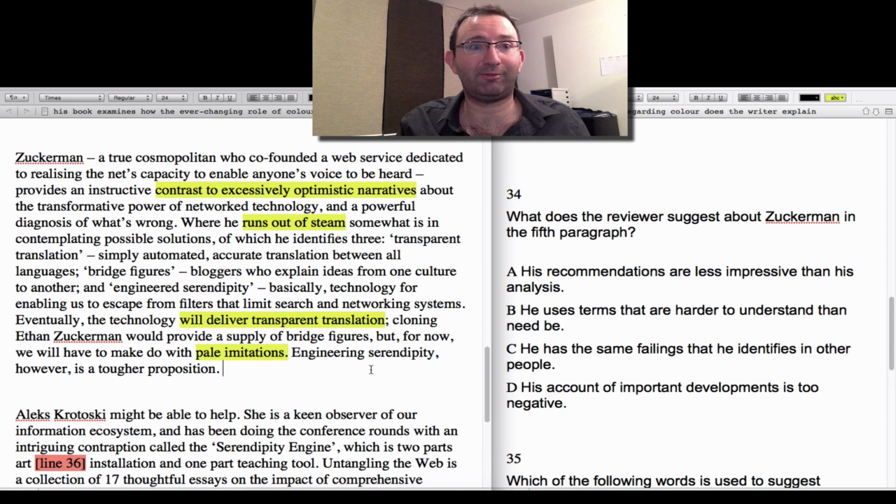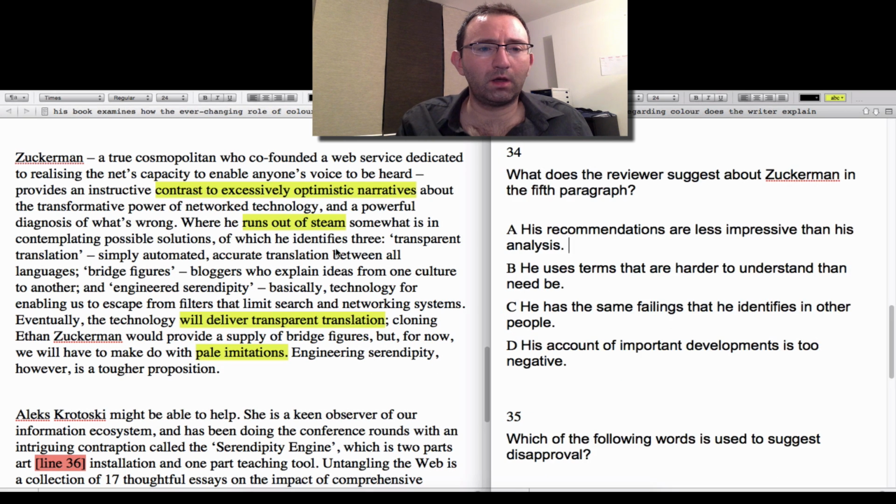Make sure you're reading the right paragraph, people. What does the reviewer suggest about Zuckerman in the 5th paragraph? Okay, so the point of this paragraph is that Zuckerman, his writing is pessimistic. B, let's start with B. He uses terms that are harder to understand than need be.